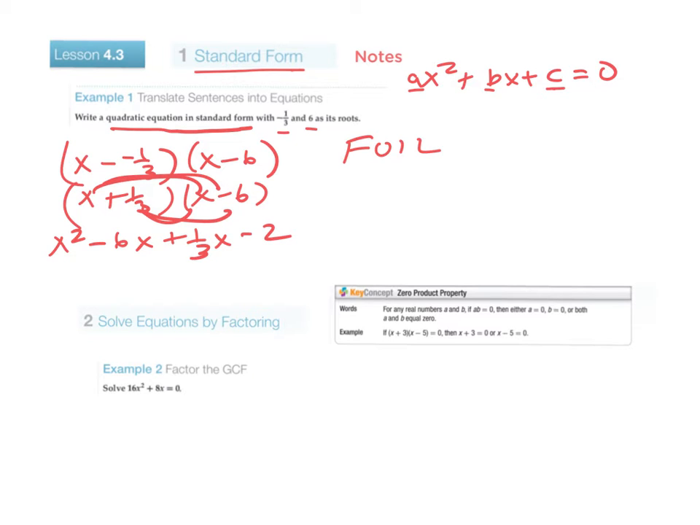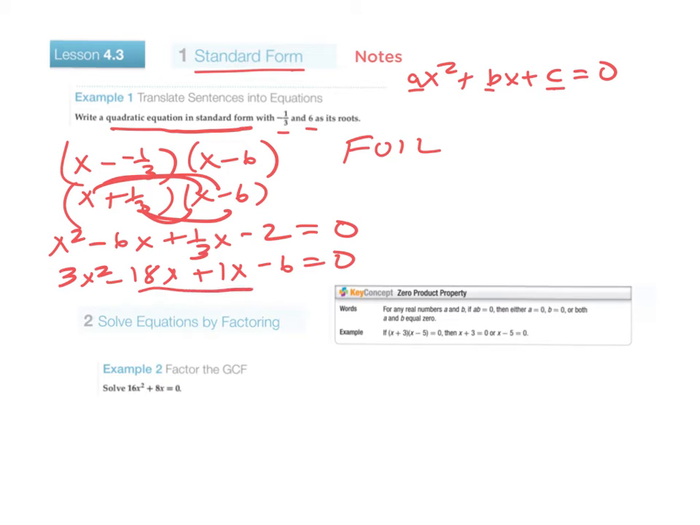Now, what we can do at this point is we can multiply everything by 3, and this will all equal 0. If we multiply everything by 3, we get rid of the fraction. So this would become a 3x squared minus 18x plus 1x, because the 3 is gone. And this would be a minus 6 equals 0. All we have to do now is combine our like terms, and we have it in standard form.